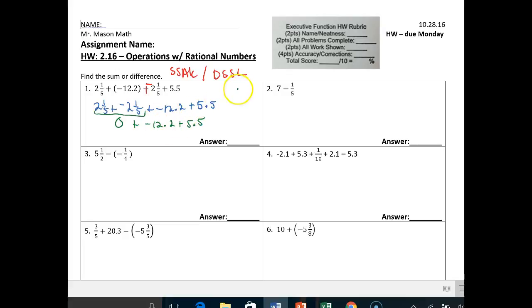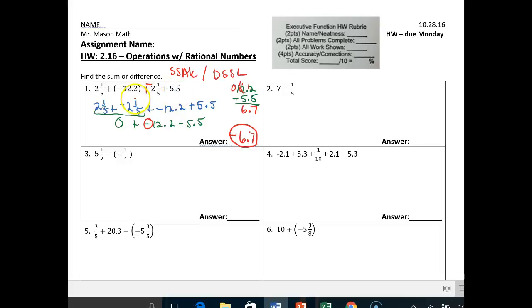And so this is a DSSL problem. So we put the number that has the higher absolute value on top, 12.2 minus 5.5, and we subtract. So we can borrow from the 2, making that 1, making that 12. You get 7, put your decimal point, and then borrow from the 1 to make that 11. 11 minus 5 is 6, 6.7, but your answer is negative because you had more negatives than you did positives, so negative 6.7.